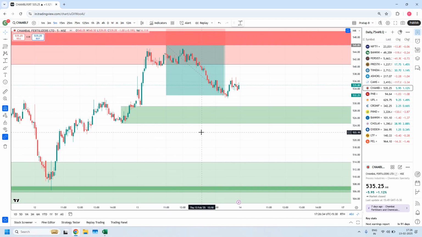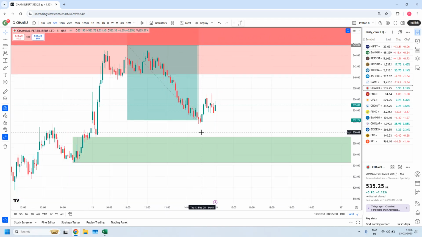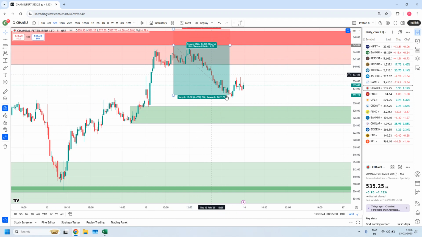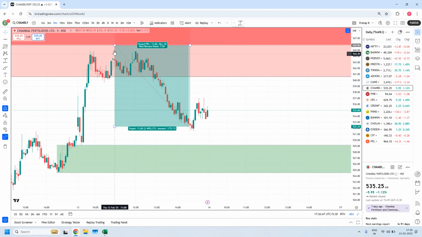9% profit it has given. You got the point? 3 times. So huge profit it has given. See, here it tested and then some small ups and downs here, and then continuously prices coming down, coming down, coming down. And finally here it reached 1:3 RR.